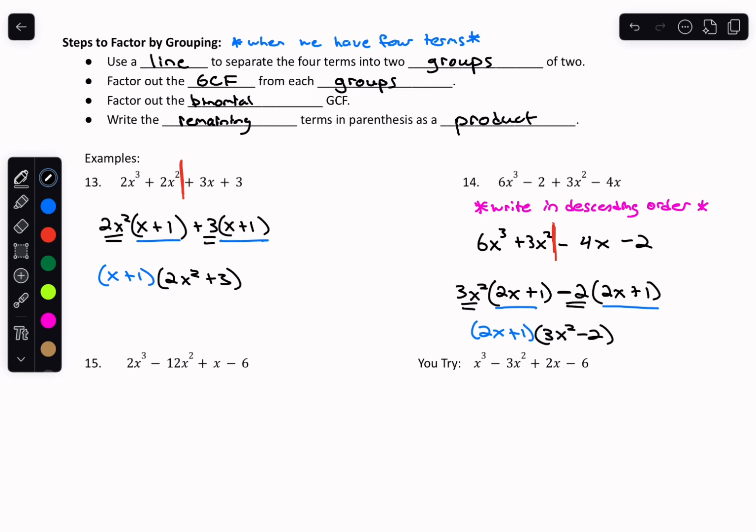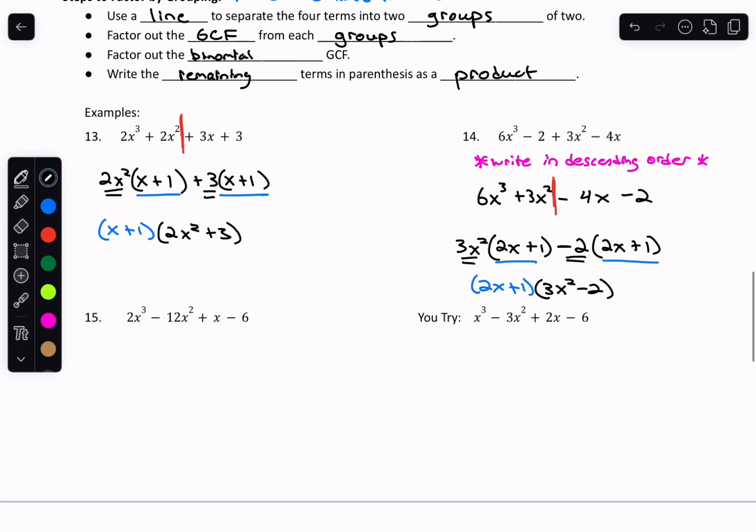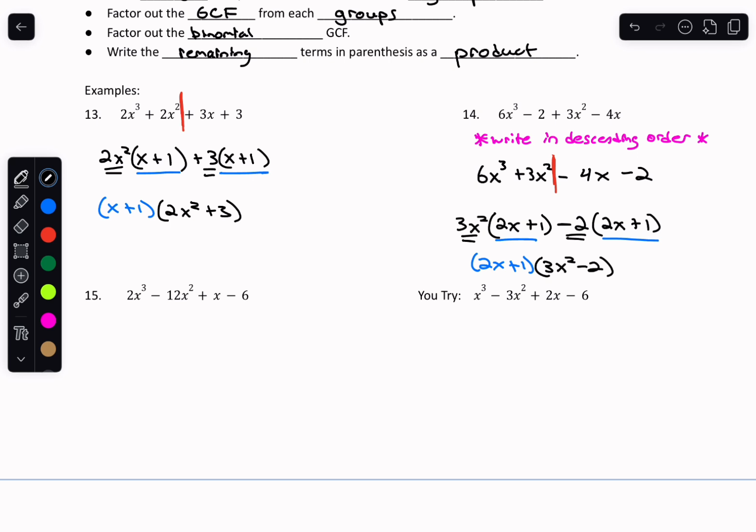So again, we've taken 4 terms and factored it into the product of 2 factors. All right, 2 more. 2x cubed minus 12x squared plus x minus 6. I'm going to draw a line right down the middle. The first 2 terms have a 2x squared in common. When I pull that out, I leave behind x minus 6. The second 2 terms, x minus 6, well, it doesn't really feel like they have anything in common. And in order for this process to work, we need it to look like the previous problems where we end up with something times a group of parentheses.